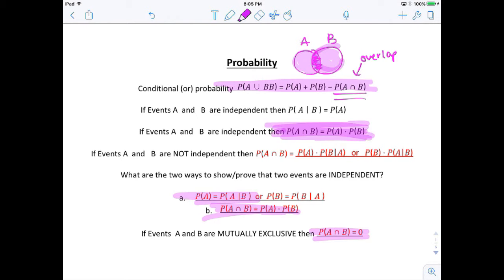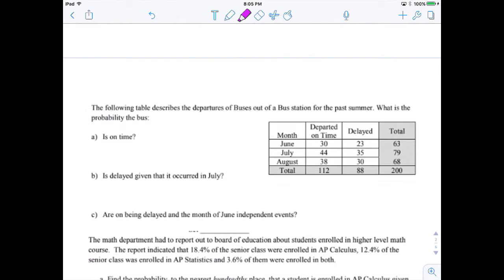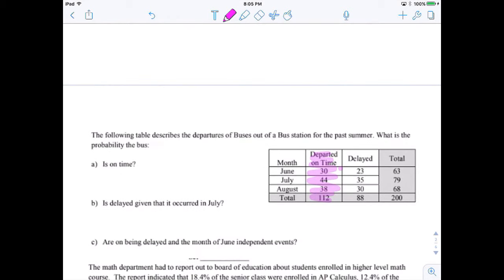So let's actually get into doing some problems here. So, starting with this one, the following table describes the departure of buses out of a bus station for the past summer. What is the probability that the buses are each of these things? So, let's start with being on time. So, on time would be anything in this column. So, the probability that we're on time here, well, there's 112 on time out of 200 total. So, that would be my probability of departing on time.